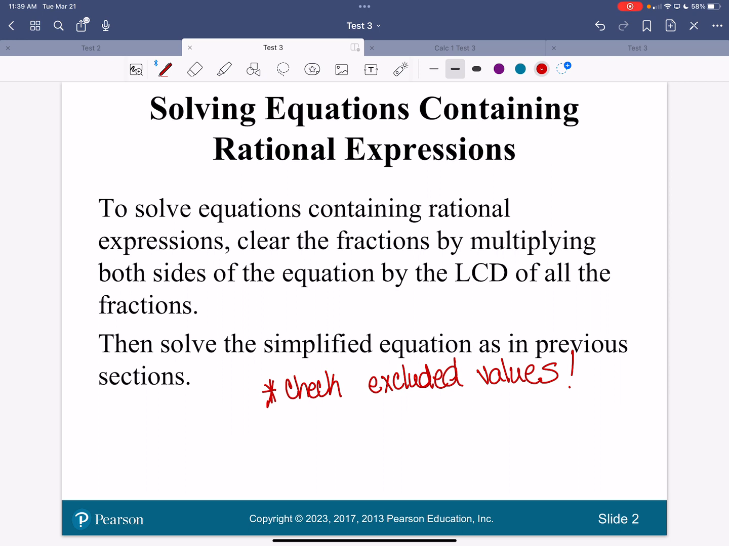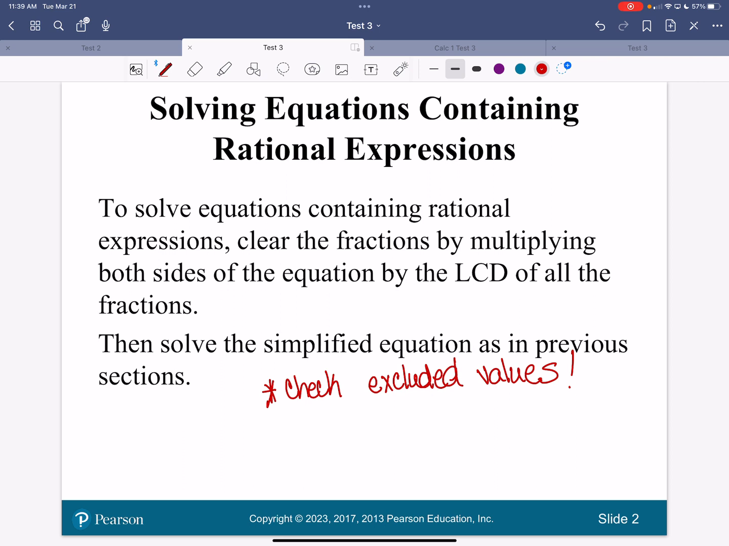You cannot have a 0 in the denominator. And so we've got to make sure that our answer does not give us 0 in the denominator. And if it does, we have to throw that answer out. So we're always going to have to go back and say, okay, what are my excluded values? So we're going to check excluded values.